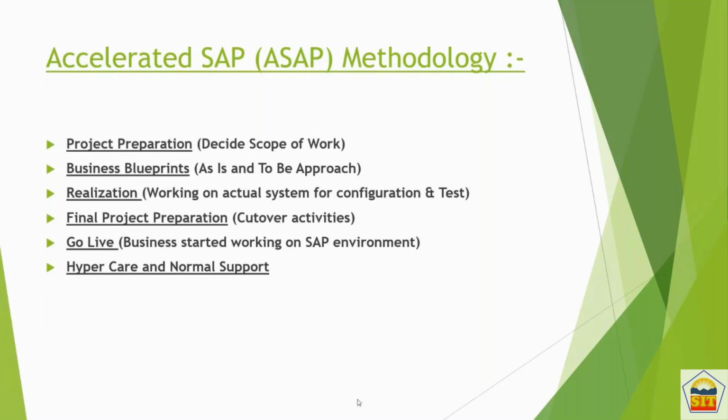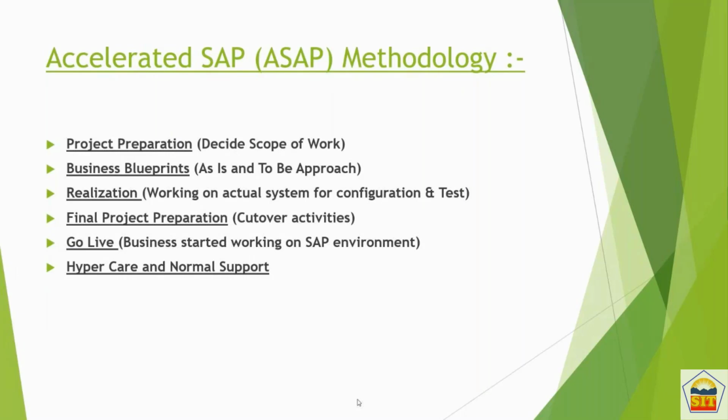So the current state of the processes, and if any change is going to happen in the future state of the process, we need to document that under the business blueprint documents. If we are going to follow the same steps of the processes, that is going to be your as-is. If there is any change in that process, then we need to document it. Then after that we need to work on the system, and for that we have the next step called realization.